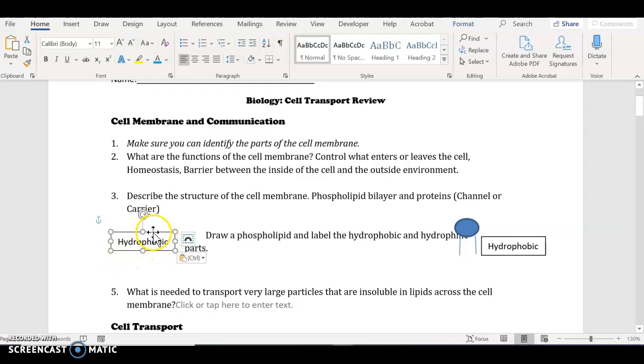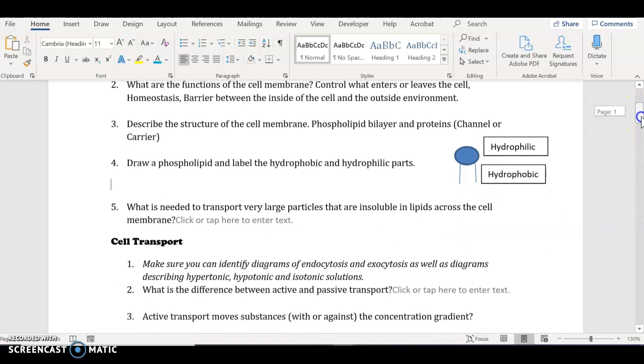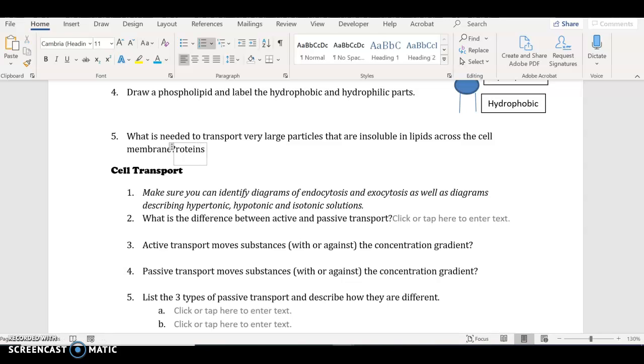There we go. And we'll make this one hydrophilic. That means it likes the water. And it's the phosphate heads that like the water. All right, so there we go, hydrophobic and hydrophilic. What is needed to transport very large molecules that are insoluble in lipids across the cell membrane? That's going to be your proteins. All right, your proteins help to move large things across.